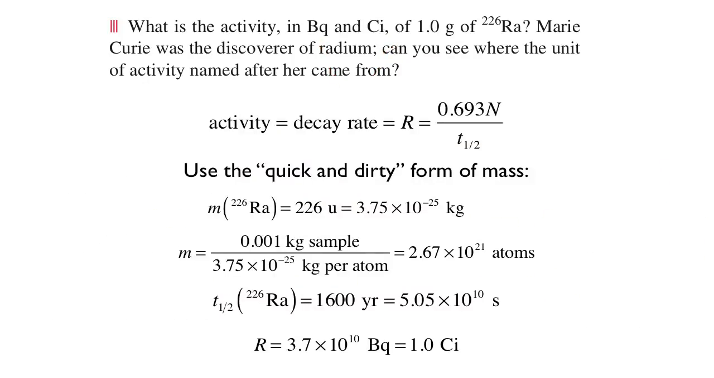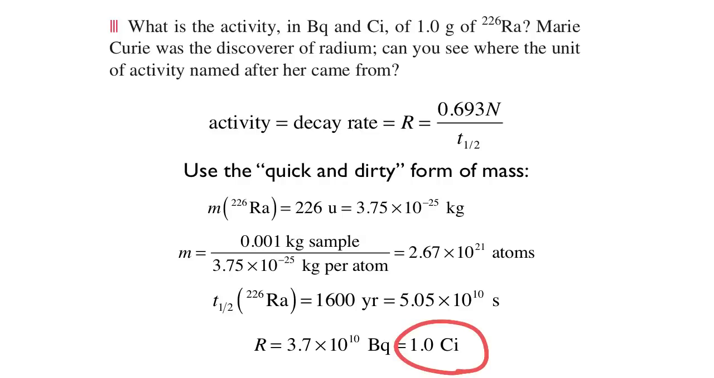And what you find is this. The quick and dirty form of the mass, 3.75 times 10 to the minus 25th kilograms, given that it's a 0.001 kilogram sample, I have that much mass per atom, I have this many atoms. The half-life of radium, and I put it in seconds, is this. And so then I can use my basic relationship to calculate the activity. In becquerels, it is 3.7 times 10 to the 10th, or in curies, 1.0 curies.